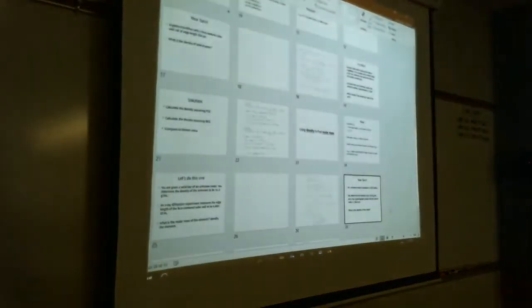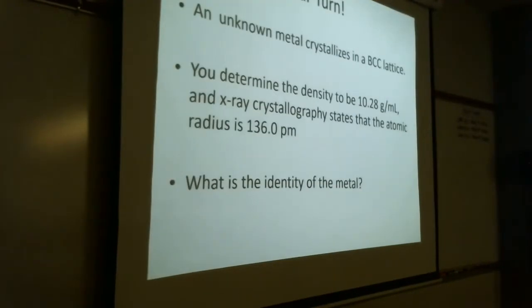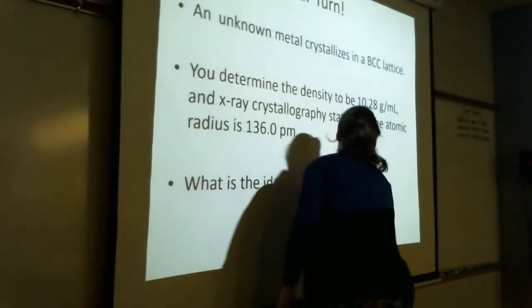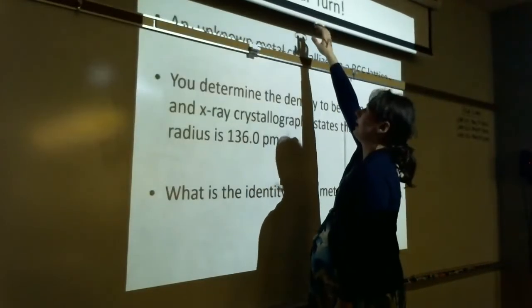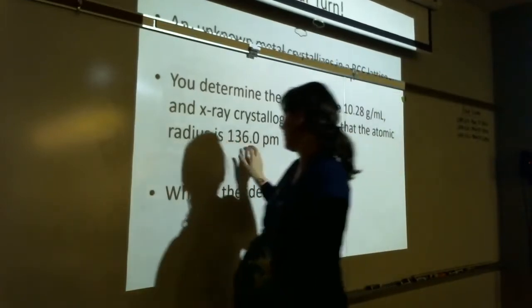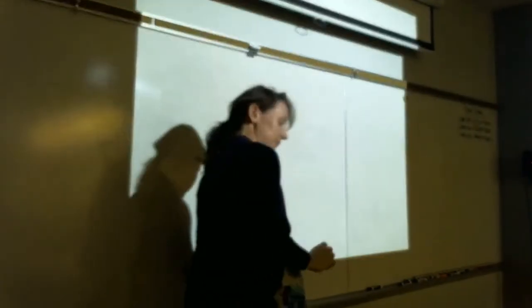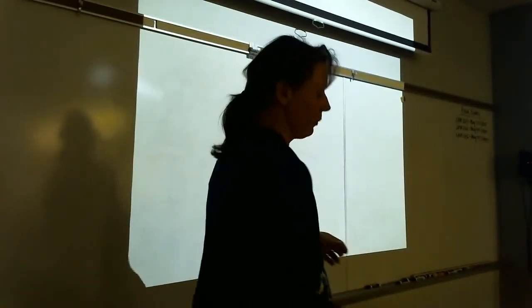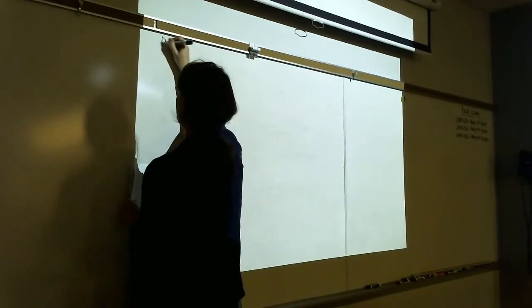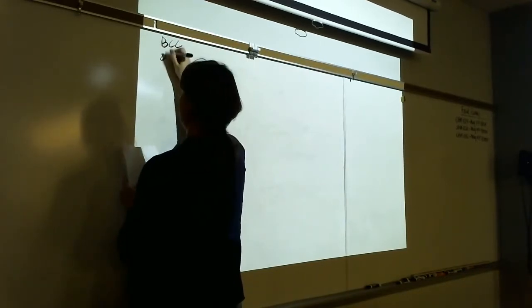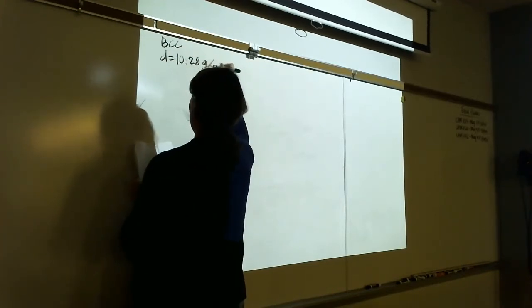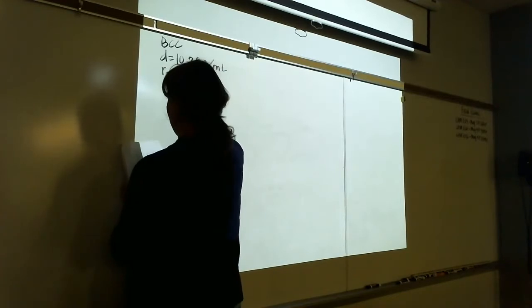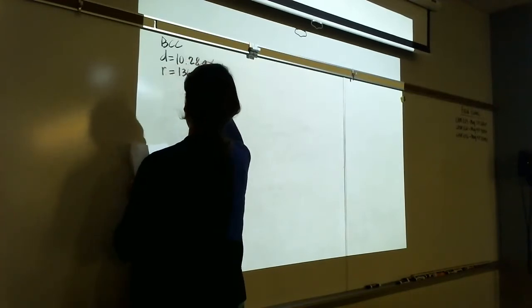All right, last one. Let's go through this. So we're told it's body-centered cubic. We determine its density, and we know that it's got a radius of 136 picometers. So we want to know the identity of this metal. So let's list our information. We know it's BCC. We know that its density is 10.28 grams per mL. And we know the radius is 136 picometers.